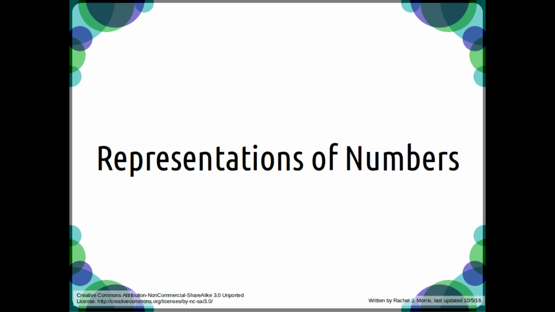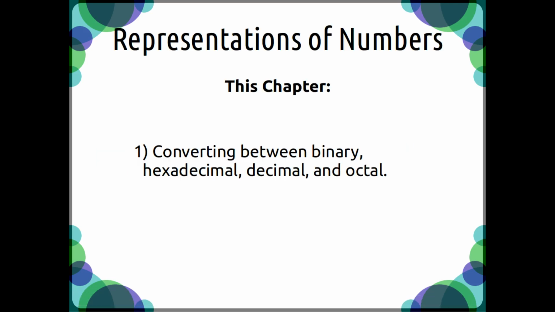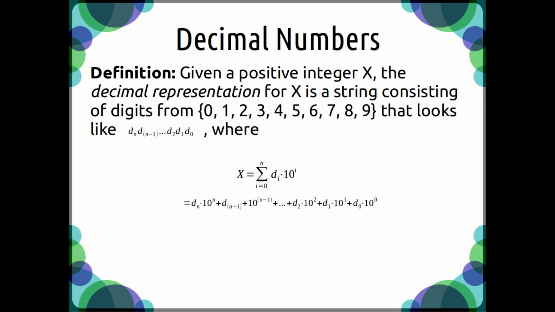Representations of numbers. In this chapter, we're basically just converting between decimal, binary, hexadecimal, and octal. The book has a few definitions, such as this definition for decimal numbers, which breaks down the number system that we know into more mathematical terms.